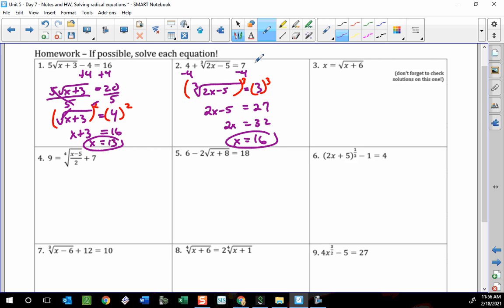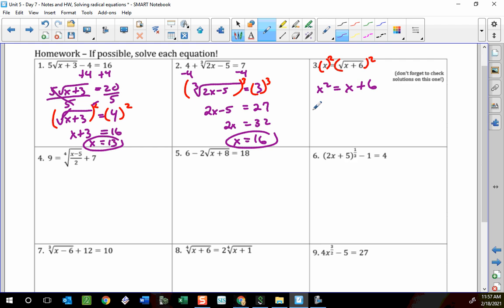Alright, so for number 3, now this is a kind of a different type of problem. We did one like this in the examples in class, but at this point I have nothing to do but square both sides. So when I square the x and I square this, what I end up with is x squared equals, this pops out, x plus 6. So this is a quadratic, and you know how to solve that. Bring everything over to one side. Now you could do the quadratic formula, but we're only going to give you problems that will factor.